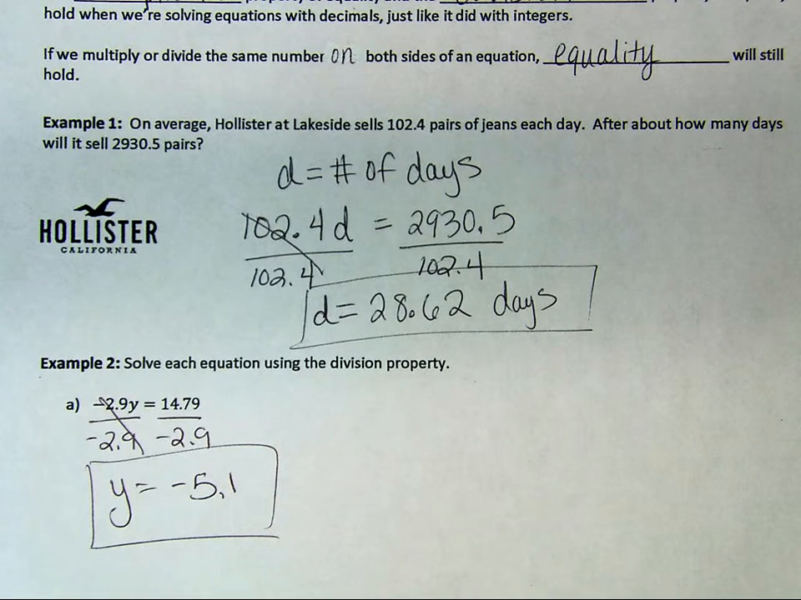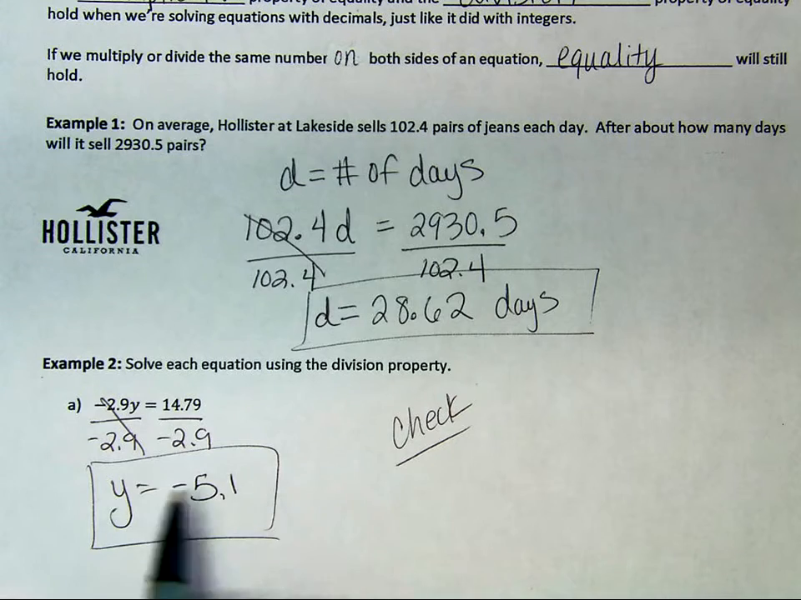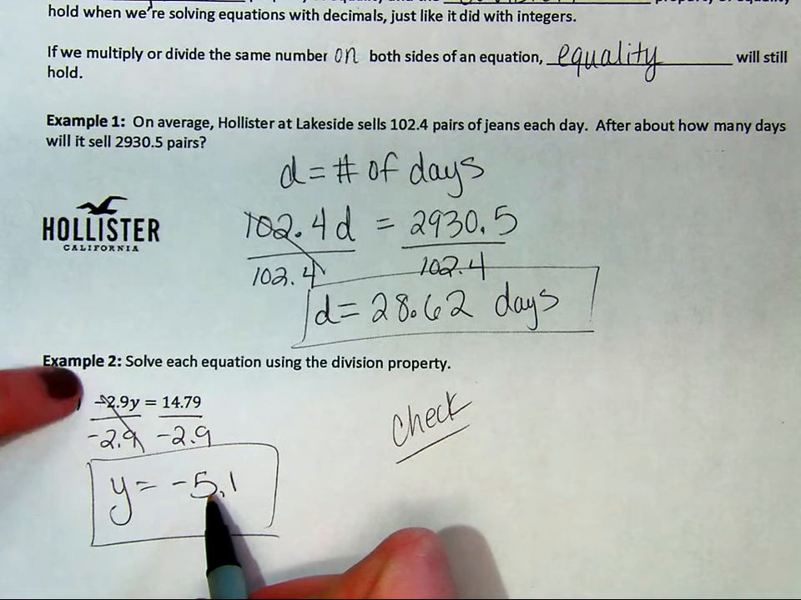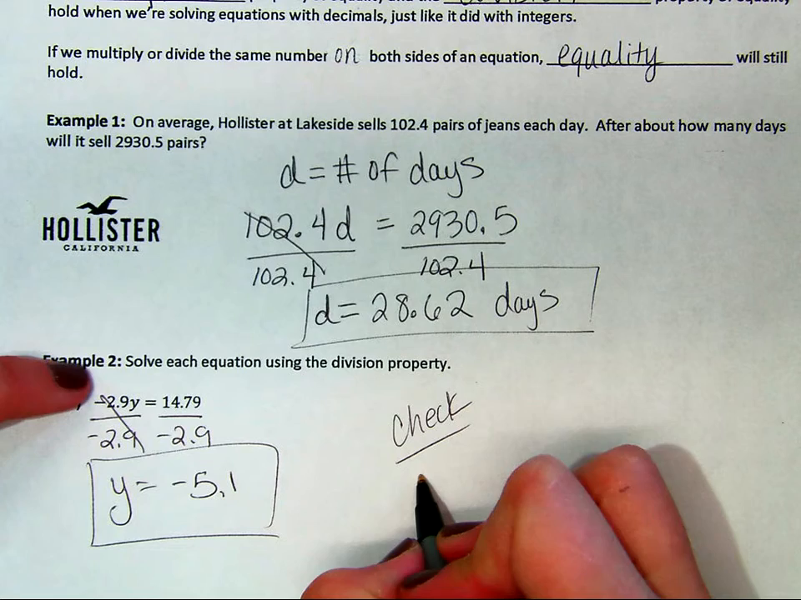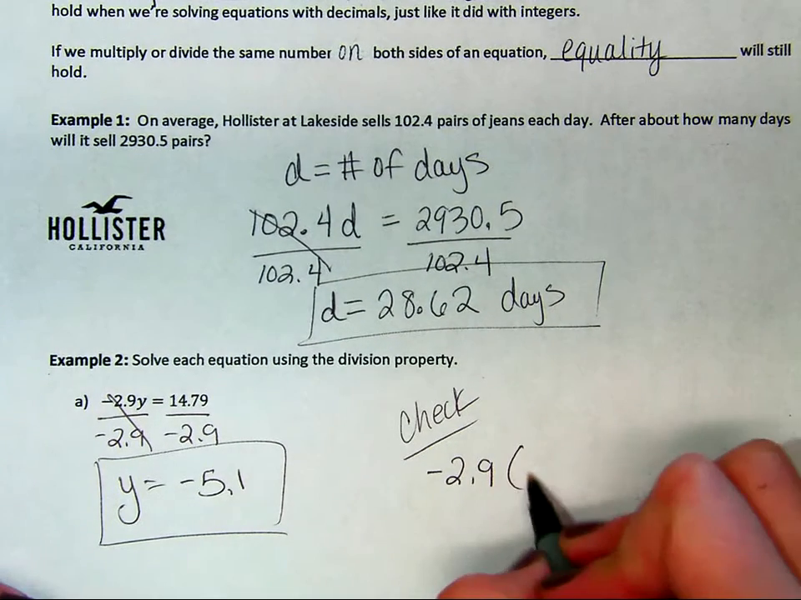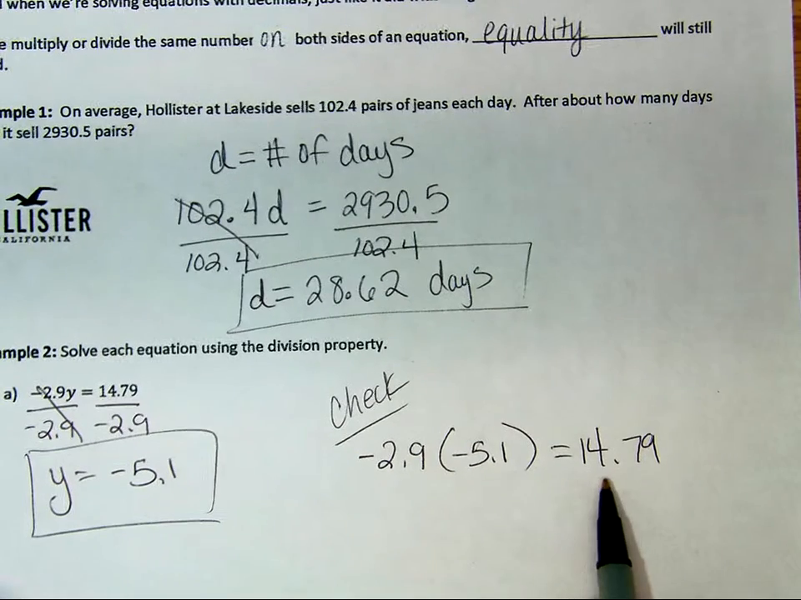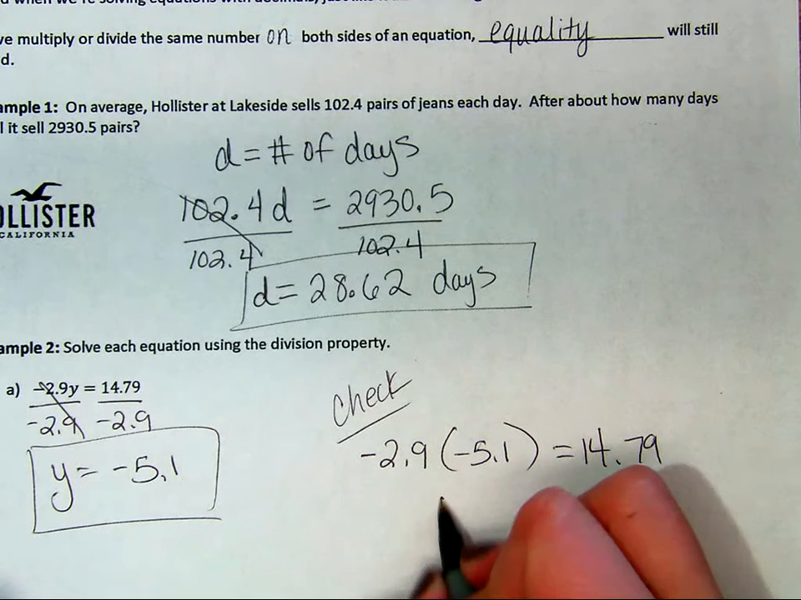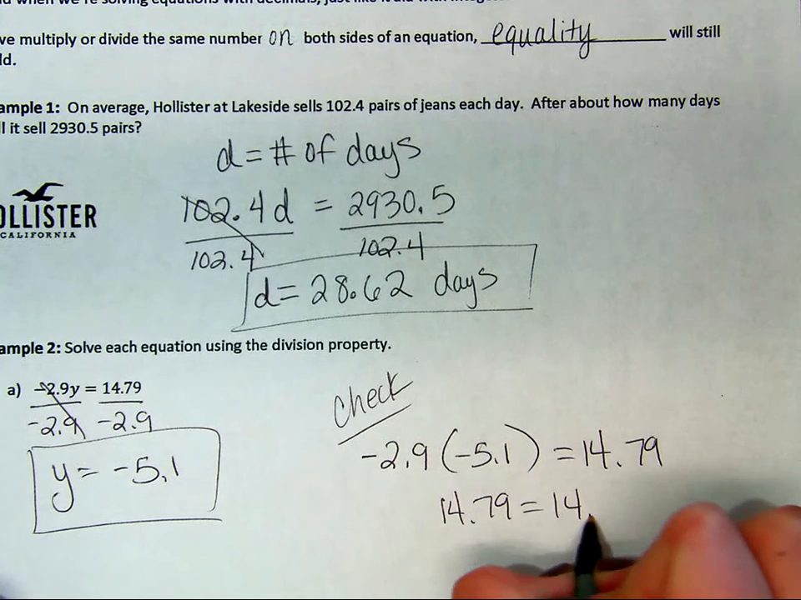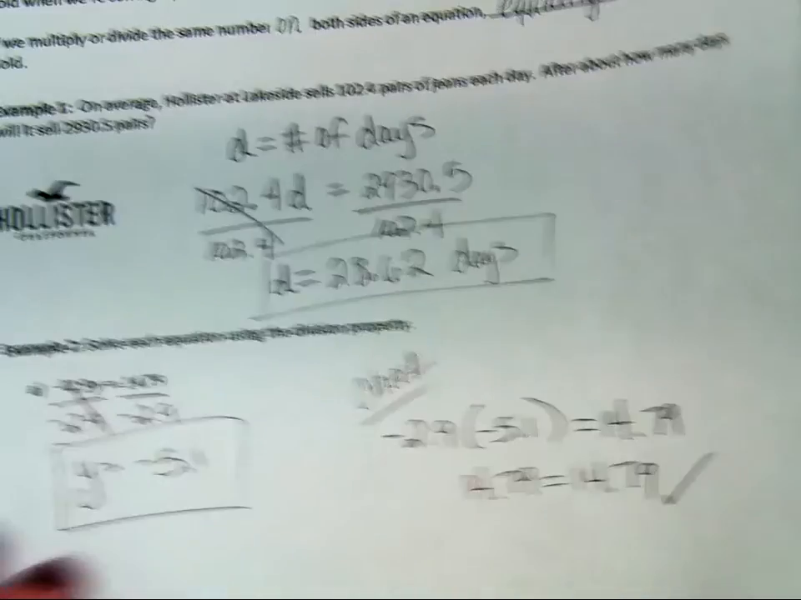If I were to check my solution, which is always a wise move, not mandatory but highly recommended, I would take my solution and plug it back into the original equation. So my original equation was negative 2.9 times y, but I just found y to be negative 5.1. So I'm going to plug that in, and it should give me 14.79 on the calculator. And it does. You could go back and check that and make sure it works. Yeah, that's a true statement. So it worked. All right. So we are going to move right along here to the next example.